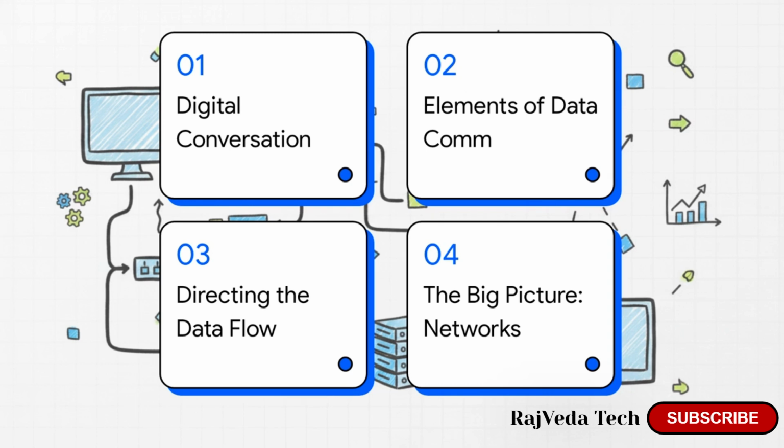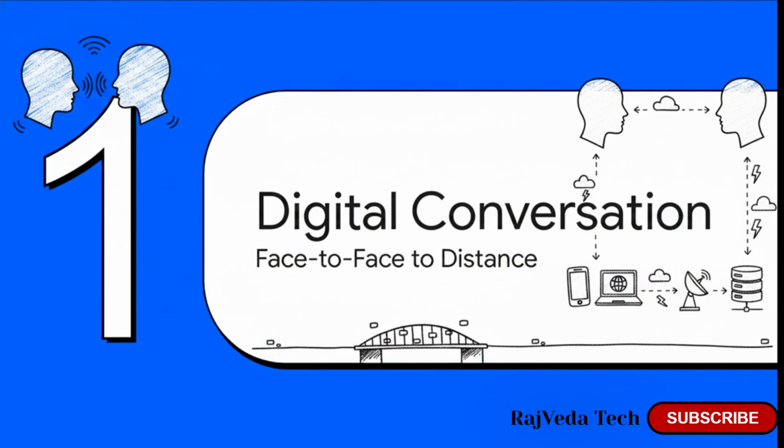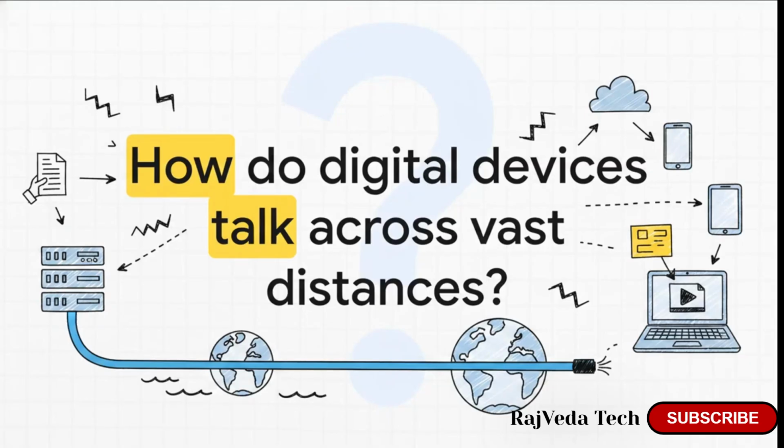Let's get into it. All right, Section 1, the digital conversation, from face-to-face to distance. Okay, think about when we share information locally. Face-to-face, it's easy, right? It's direct. The medium is literally just the air carrying sound waves between us, or handing a note to someone sitting right next to you. Super simple.